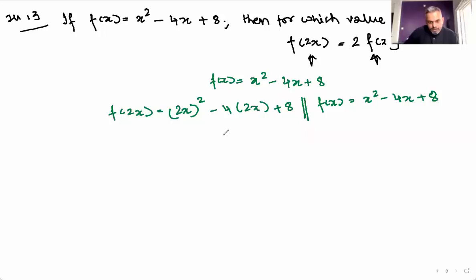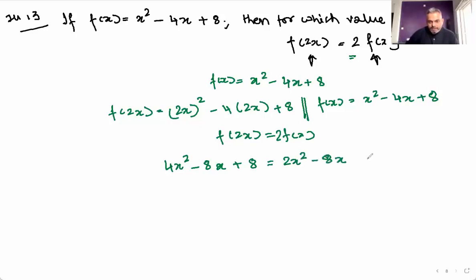Time has come. f of 2x is equal to 2 into f of x. So f of 2x is what? 2x whole square. So 2 2s are 4. So 4x square minus 4 2s are 8, 8x plus 8 is equal to 2 into f of x. तो इसको पूरा multiply करेंगे with 2. So which is 2x square minus 8x plus 16.